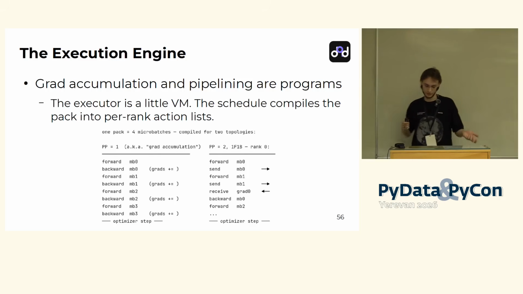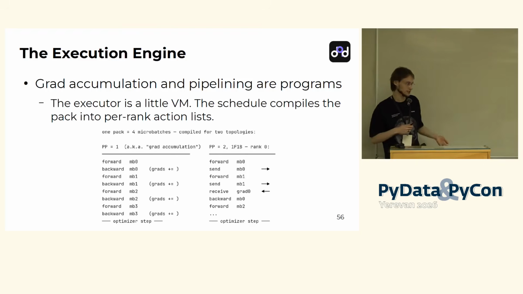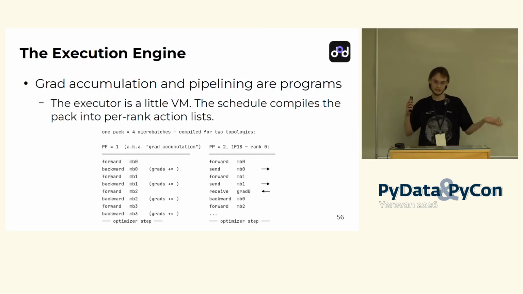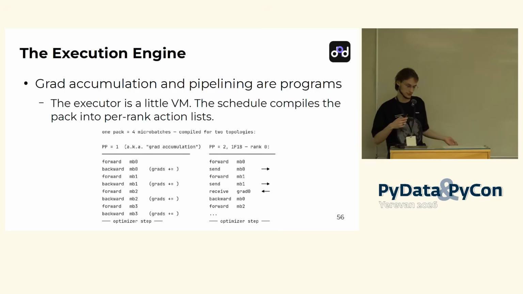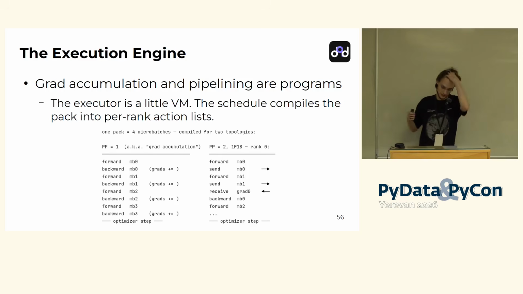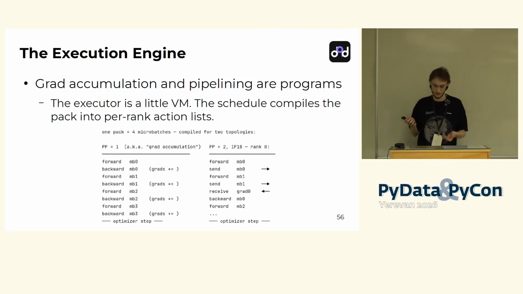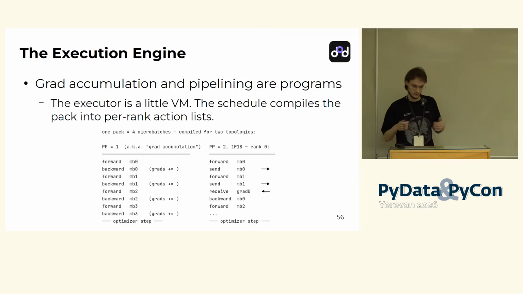We used the idea, but we refactored it a lot, because, for instance, the implementation didn't support passing arbitrary pytrees in between pipeline stages. We wanted to pass arbitrary pytrees. So we created a virtual machine for forwards and backwards. It's the one VM that runs gradient accumulation, the trivial case, and pipelining.